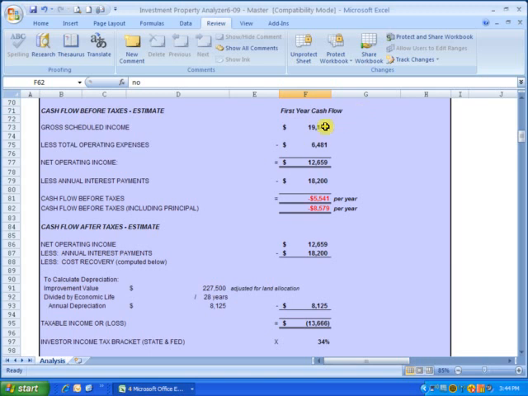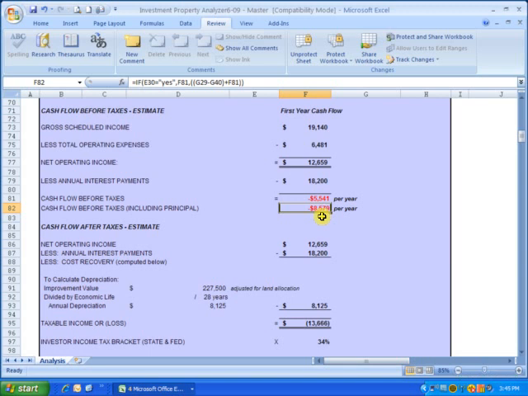So the results of all of the above data come out like this. We anticipate earning $19,000 in income from our rents. We anticipate spending $6,481 in operating expenses for a net income of about $12,600. We have about $18,000 in interest expense, meaning that our cash flow before taxes, not including principal reduction on the mortgage, is a negative $5,500 per year. When you include the principal reduction on our mortgage payments, it's a negative $8,579 per year.